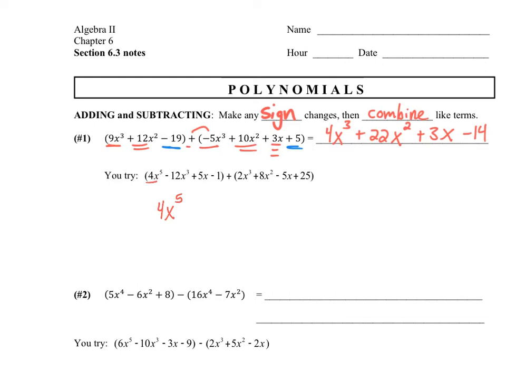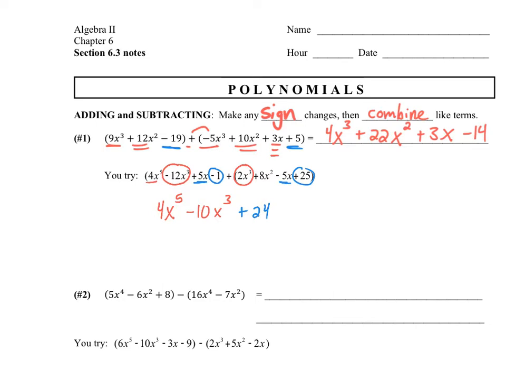Then we have -12x to the third plus positive 2x to the third. -12 plus 2 is -10x to the third. Then we have positive 5x plus -5x. 5 plus -5 is 0, so those actually cancel each other out. Then we have -1 plus positive 25, which is positive 24.